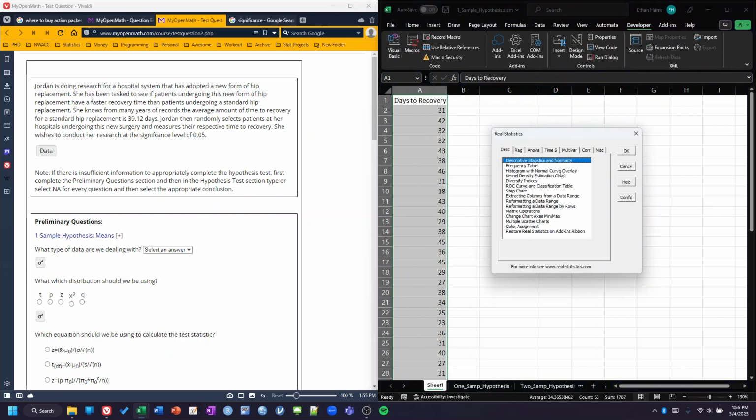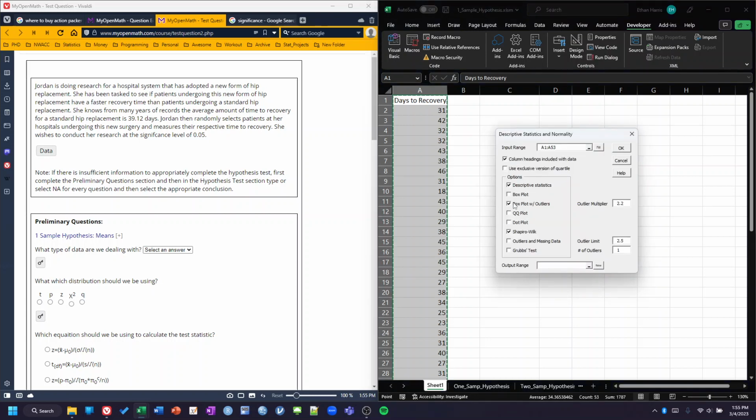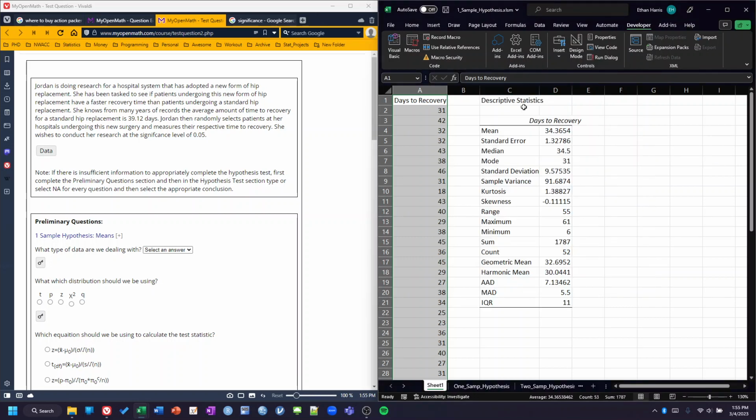Let's get some descriptive statistics and normality. We don't need box plots or the Shapiro-Wilk. Because I have a title here, be sure to include this checkbox here for the column headings included with the data. And let's tell it where to put our summary statistics. And we can just go ahead and click. All right, so here I have my mean days to recovery time that we saw. We have our median, we have our standard deviations. We've got a whole bunch of good information here.